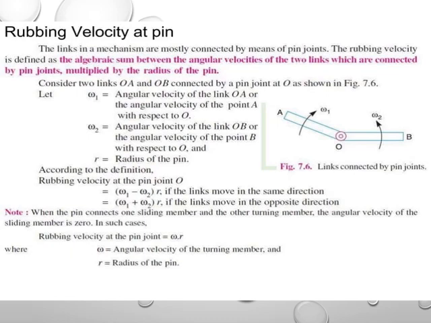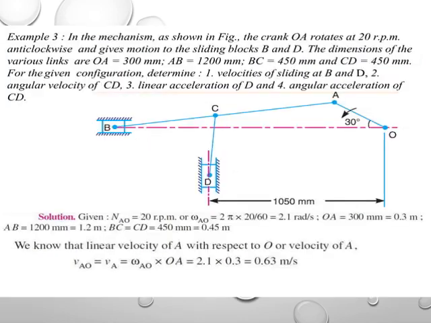If the links move in the same direction, it is omega 1 minus omega 2 into r; if the links move in opposite directions, it is omega 1 plus omega 2 into r. The rubbing velocity at a pin point is equal to omega r, where omega is the angular velocity and r is the radius of the pin. When the pin connects a sliding member and another member, the rubbing velocity for the sliding member is zero.